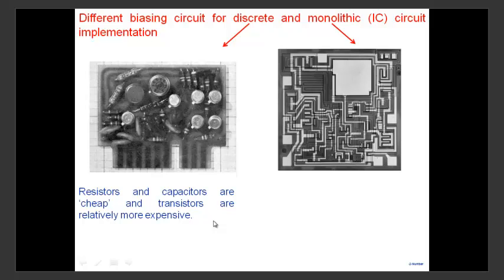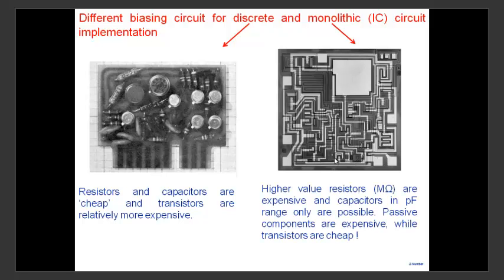What is expensive is the transistors. If I look at resistors, capacitors, and transistors, the most expensive component would be the transistor. On the other hand, if I go on an integrated circuit, the transistor is the cheapest element. The resistors are more expensive, and the capacitors are even more expensive.